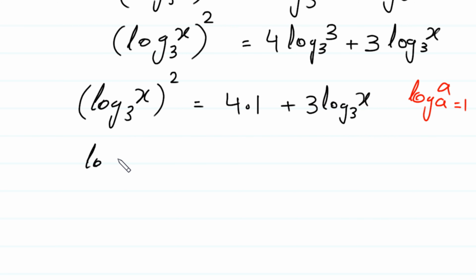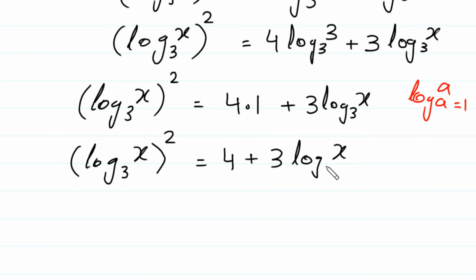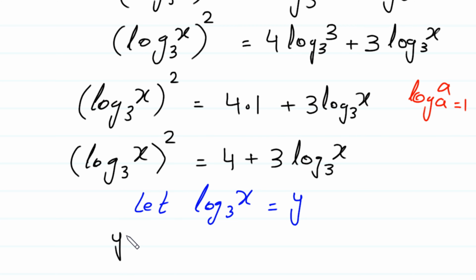Next, log of x to the base 3 squared is equal to 4 plus 3 log of x to the base 3. Next, we suppose that log of x to the base 3 is equal to y. Let log of x to the base 3 be equal to y. Then this equation becomes y square is equal to 4 plus 3y.